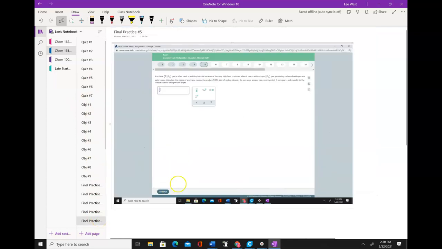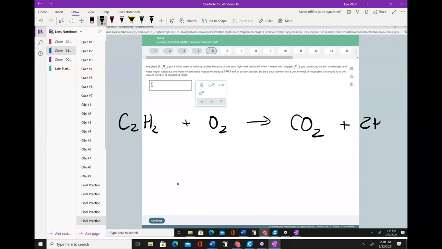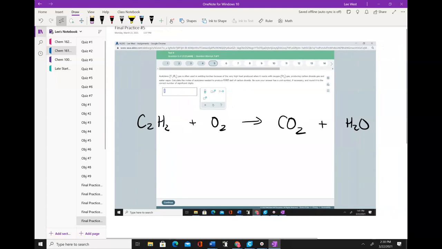Moving on. It says acetylene gas is often used in welding torches because of the very high heat produced when it reacts with oxygen, producing carbon dioxide and water vapor. So I've got a hunch about this. It's either something to do with enthalpy of combustion, or alternatively it's to do with stoichiometry. Now, whenever you do a stoichiometry reaction, you're going to need a balanced chemical equation. So make sure you balance everything out nicely before you get too far.